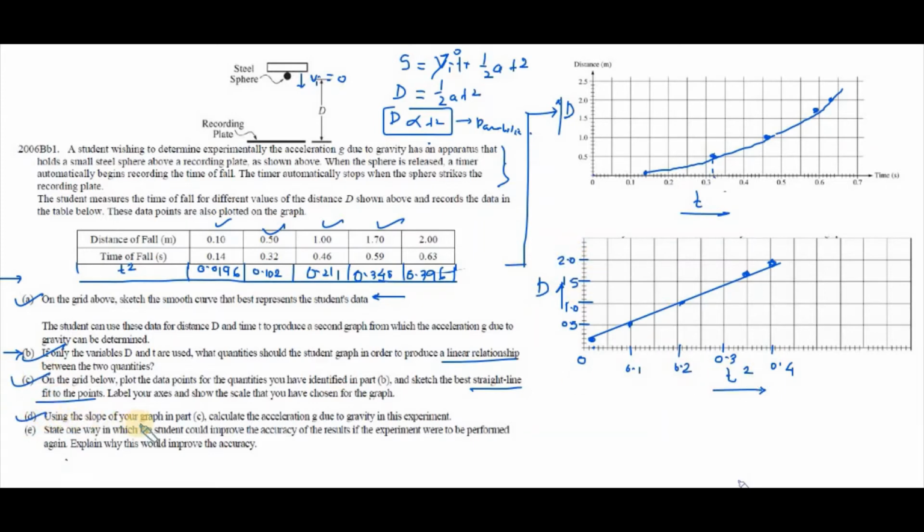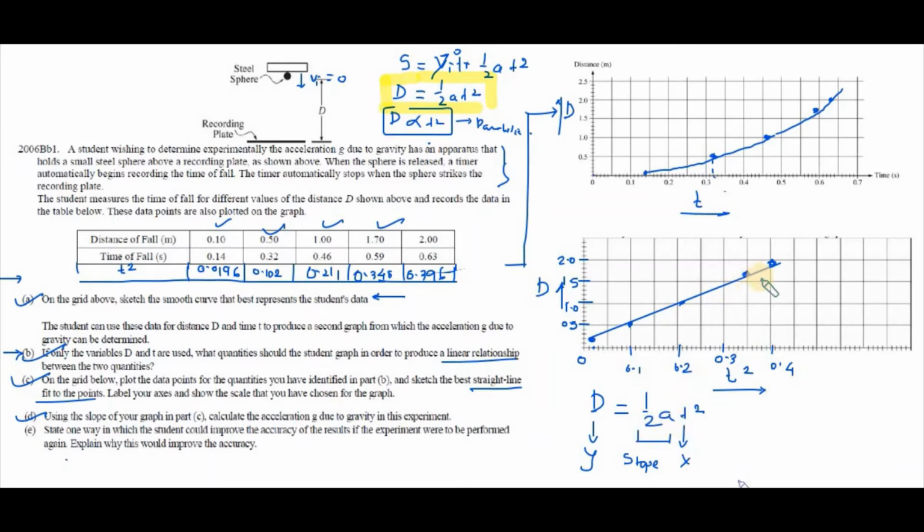Now part D: using the slope of your gradient, calculate the acceleration due to gravity in this experiment. So first we have to determine the slope of this section, and let's analyze the equation we got earlier, that is d equal to half a t square. We plotted d along the y-axis and t square along the x-axis. That means half a is basically representing the slope here. So whatever slope we get from here is going to represent half into a.